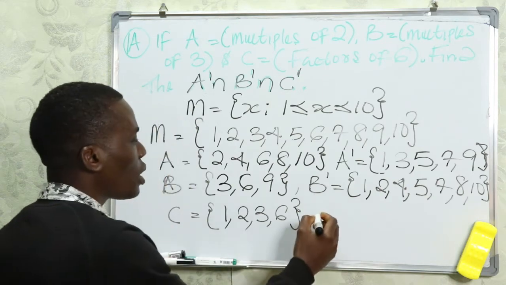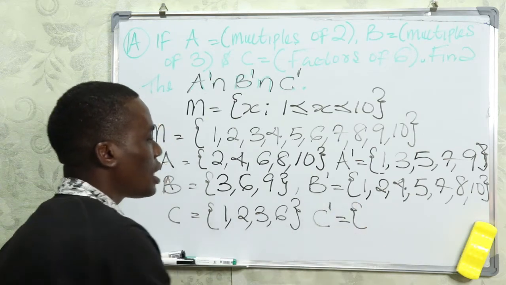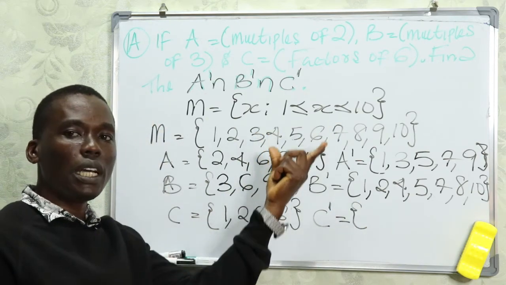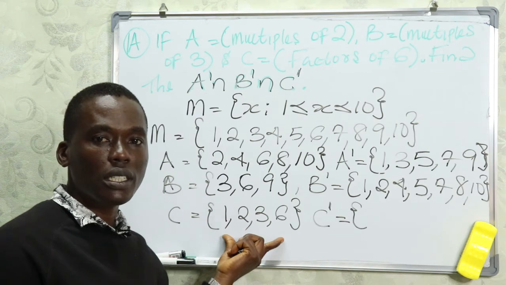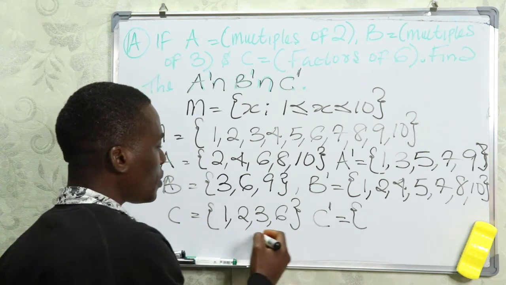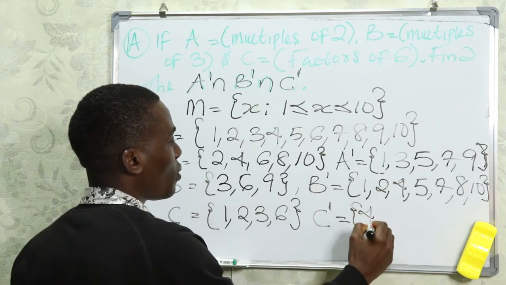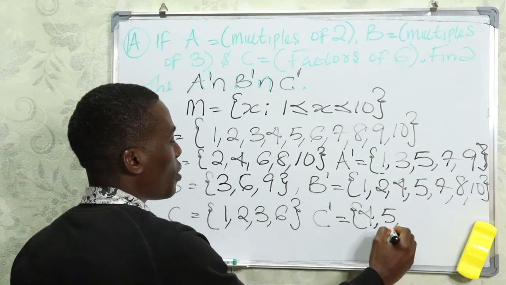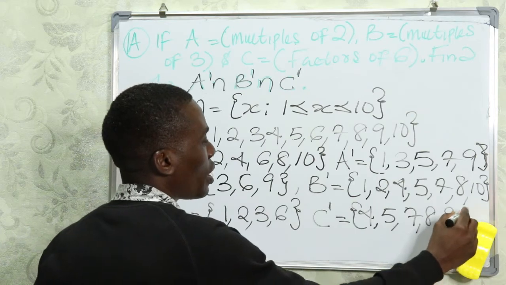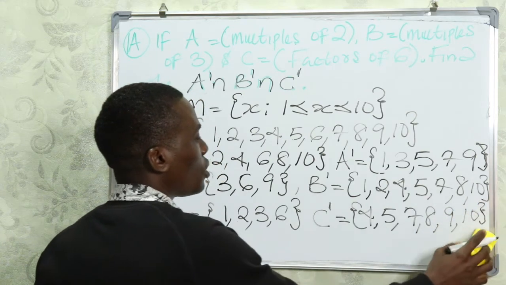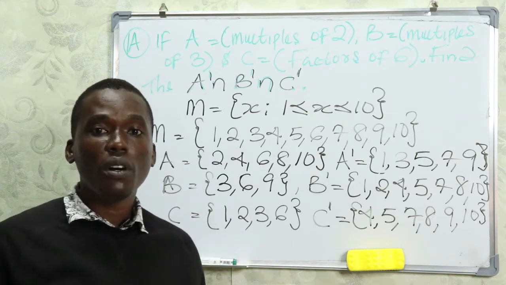So finally we're going to look at the elements in C prime. These are the elements in the universal set, but they are not found in the set C. So what are those elements? We have 4, 5, 7, 8, 9, and 10. So you see, we've succeeded in finding all the prime sets.